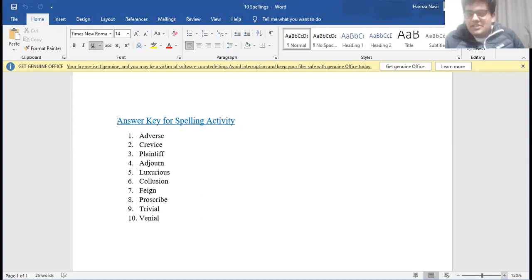ADVERSE. Second spelling is crevice, CREVICE. Third spelling is plaintiff, PLAINTIFF. Fourth spelling is adjourn, ADJOURN. Fifth spelling is luxurious, LUXURIOUS. Sixth spelling is collusion, COLLUSION. Seventh spelling is feign, FEIGN. The eighth spelling is proscribe, PROSCRIBE. Ninth spelling is trivial, TRIVIAL. And the 10th spelling is venial, VENIAL.